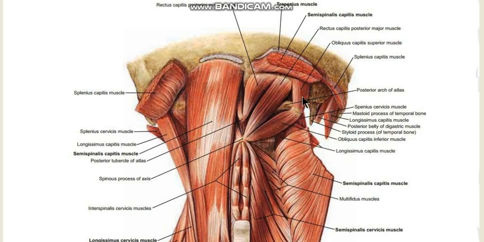So from your knowledge of osteology, you already know that on the squamous part of the occipital bone, on its posterior surface, between the superior and inferior nuchal lines, you have semispinalis capitis and superior oblique, and below the inferior nuchal line you have rectus capitis posterior minor, rectus capitis posterior major, and you have uncovered the suboccipital triangle.